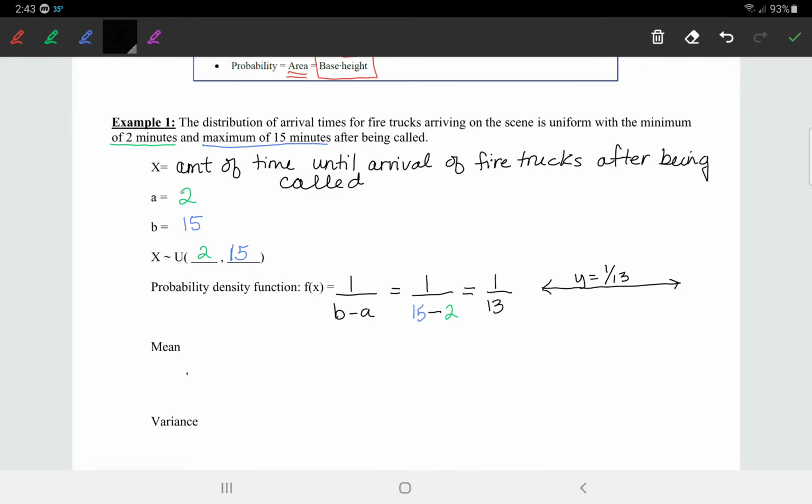We can calculate the mean. The mean will be given as A plus B, and then we divide that by 2. So A, again, is given as 2. B was 15, we add 2 and 15 and then divide that by 2. So the mean of this distribution will be 17 over 2.